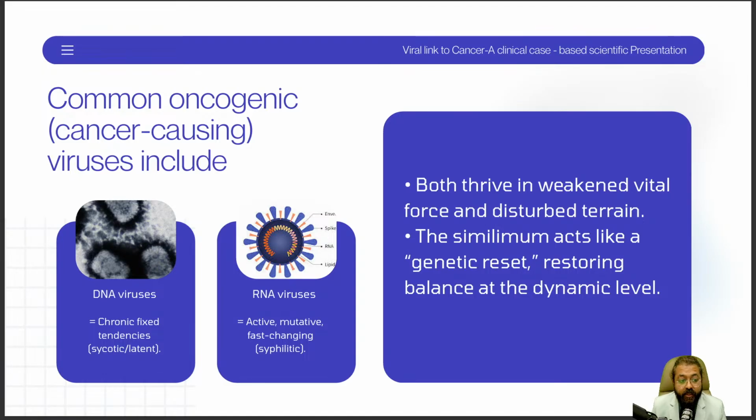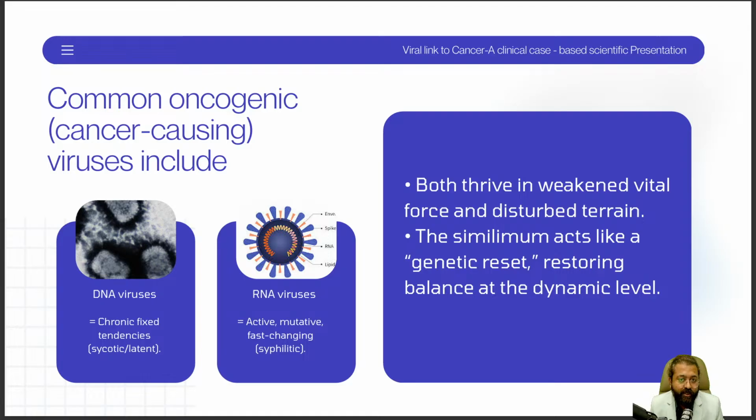Now what truly matters is the terrain. A weakened vital force, stress, poor immunity, metabolic imbalance, these are what make viruses persist or flare up. The similimum doesn't kill the virus. Very important: most of the time we are asked, doctor, whenever we take homeopathy, are we killing the cancer virus? No, it's not. Because it restores the regulatory balance, it acts like a dynamic reset, improving immune tone, reducing susceptibility, and stabilizing the terrain. So viral expression itself declines naturally.